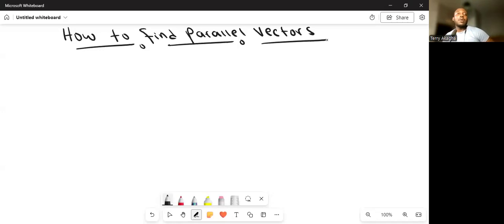So we're going to talk about how to find parallel vectors. In the previous video, I just gave you the properties of a parallel vector, talked about having no angle, the angles are zero, and also introduced the concept. So now we're going to solve some questions to see if we can determine if two vectors are parallel and either in the same direction or in the opposite direction.